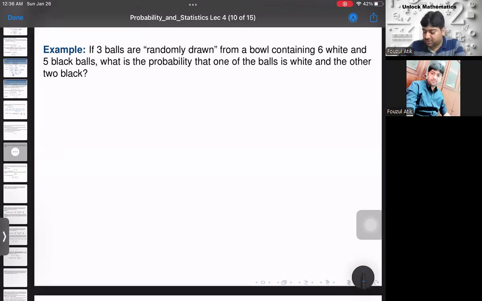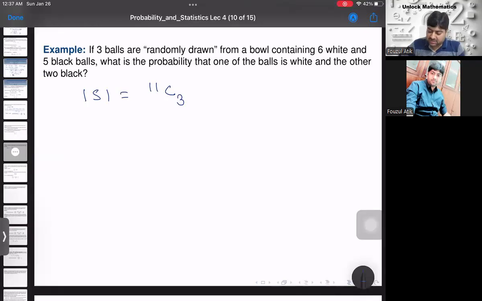See, 3 balls are randomly drawn from a bowl containing 6 white and 5 black balls. So try to find how many total balls are there in the bowl. Yes, there are altogether 6 plus 5, 11 balls. And you are selecting 3 among them. How many ways can you do it? So in this case, the cardinality of the sample space will be: you are going to select 3 balls from 11 balls. How many ways can you do it? It is 11C3 ways. All possible combinations, right? We have learned these things in our combination lecture.